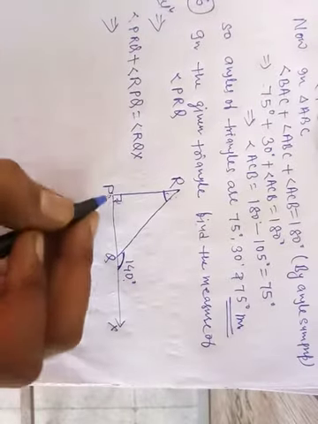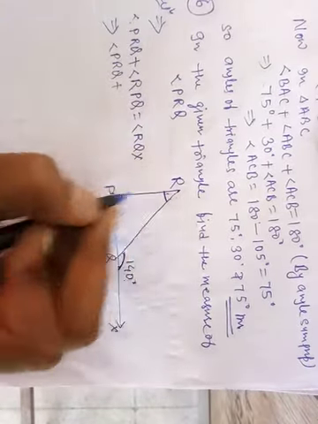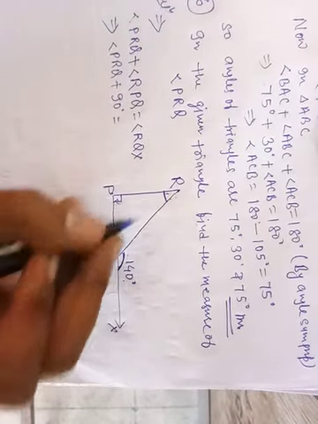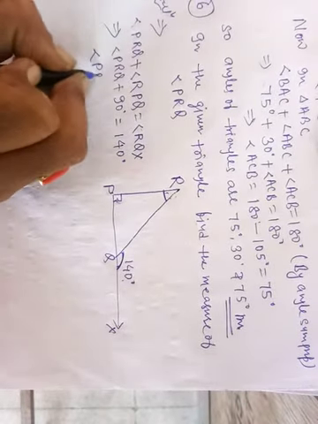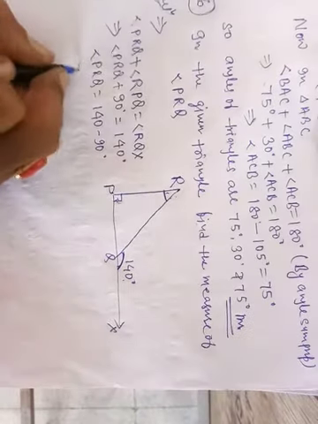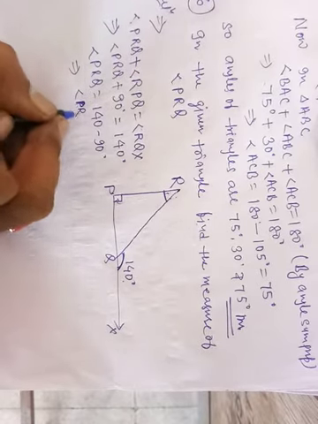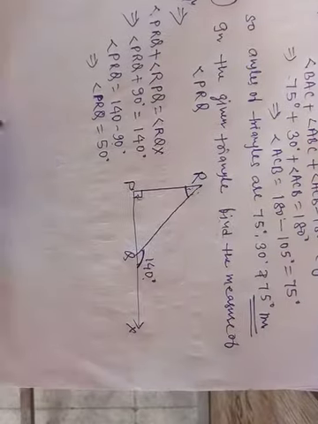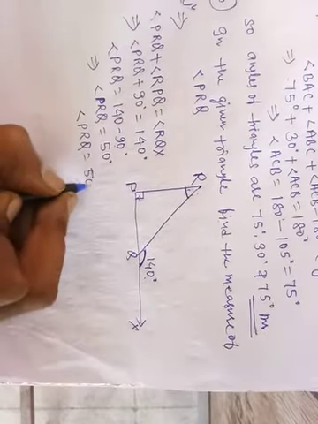Here angle PRQ is not given, so we write PRQ. Angle RPQ is 90 degrees. Angle RQX is 140 degrees. So angle PRQ is equal to 140 minus 90 degrees, that is 50 degrees. So angle PRQ is equal to 50 degrees. This is the answer.